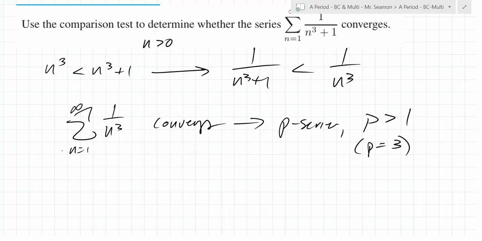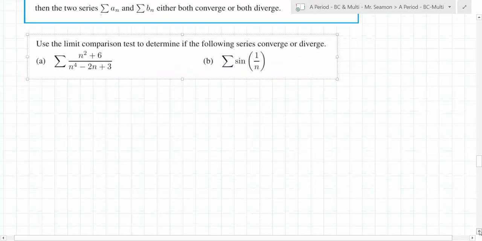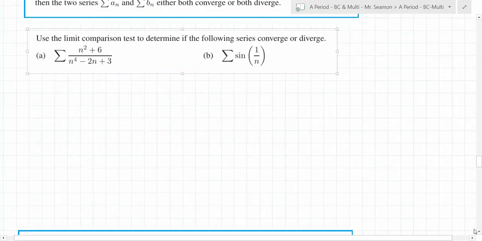Pause it right here. I'm trying to do it in the right order. You don't have to do this stuff. So let's look at the one on the left first. It says use the limit comparison test to determine if the following series converge or diverge.